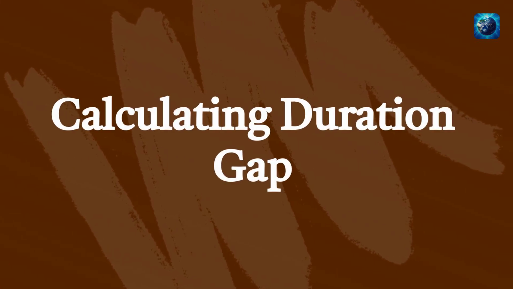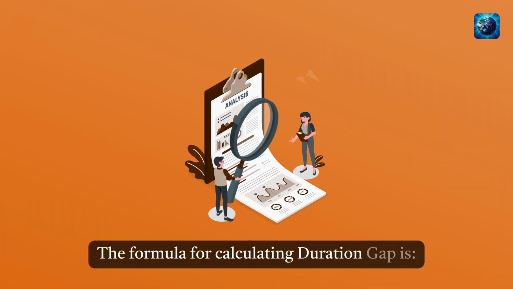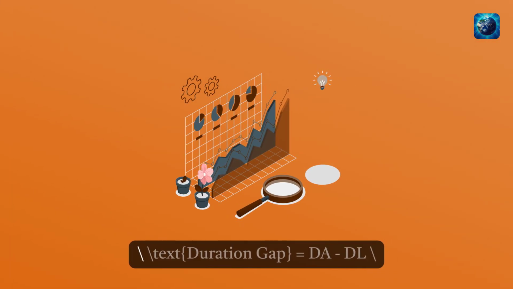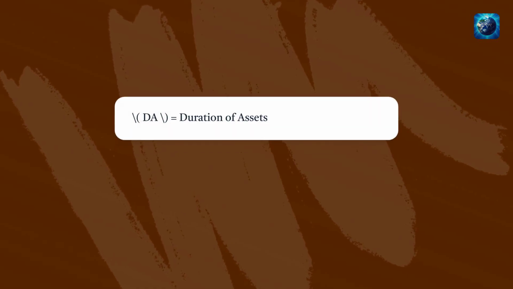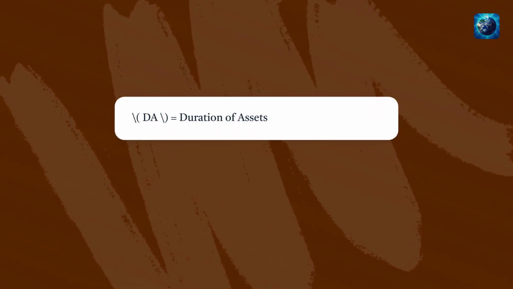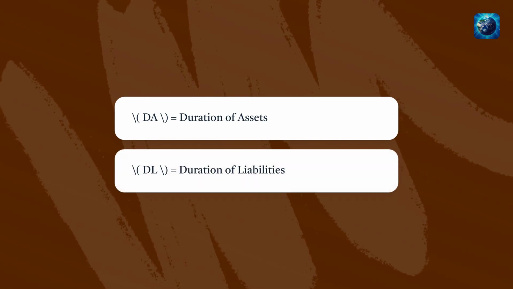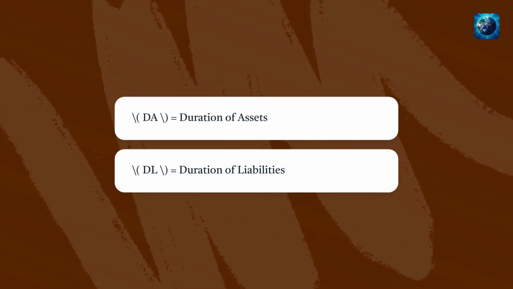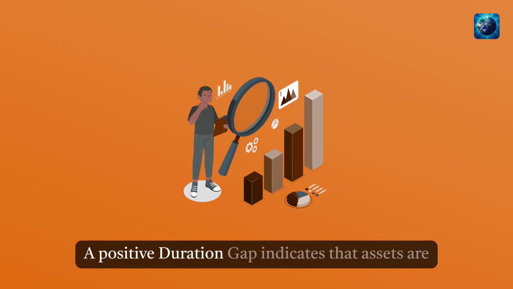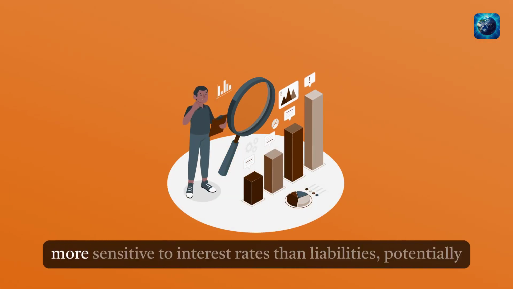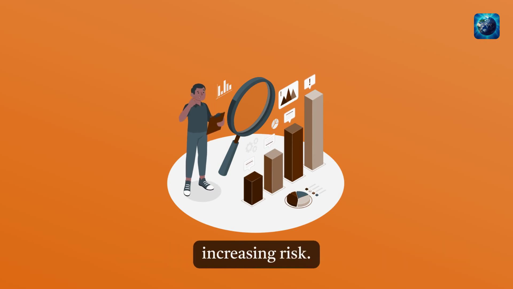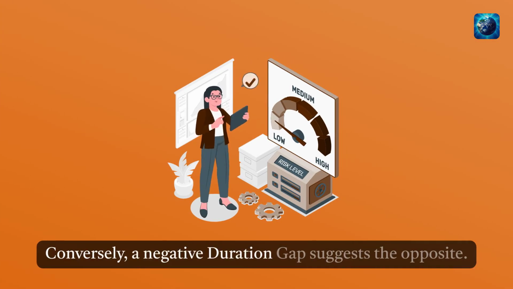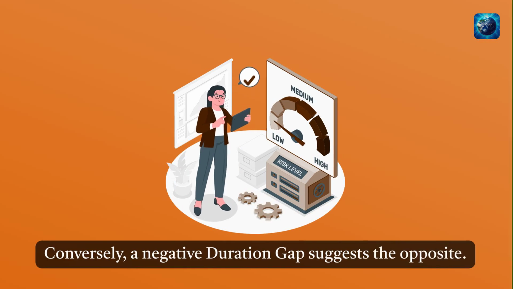Calculating duration gap. The formula for calculating duration gap is, where DA equals duration of assets, DL equals duration of liabilities. A positive duration gap indicates that assets are more sensitive to interest rates than liabilities, potentially increasing risk. Conversely, a negative duration gap suggests the opposite.